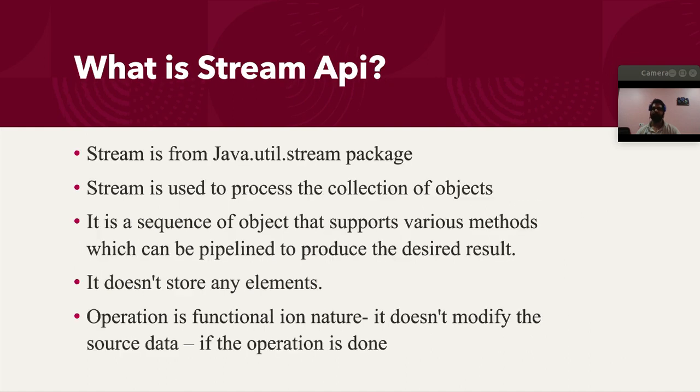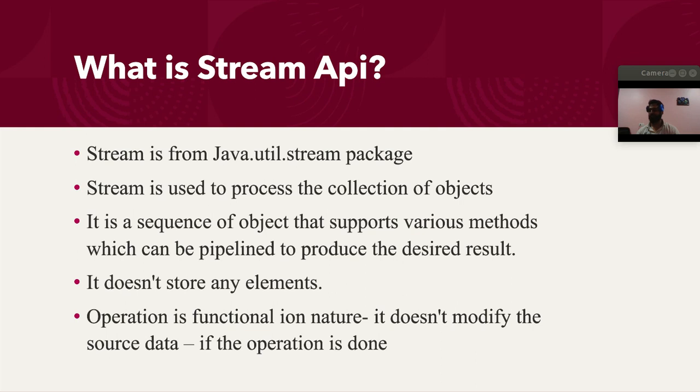So next question was, what is a stream API? So this is from the Java 8. Okay. So he asked me which Java version you are using. So I said Java 8. So the next question came, what is Stream API? So basically, Stream is from the Java.util.stream package, and it has come from Java 8. So Stream is used to process the collection of objects, right? So it is basically used to process the data which is stored in a collection. So it is a sequence of data that supports various methods which will be pipelined to produce the desired result.